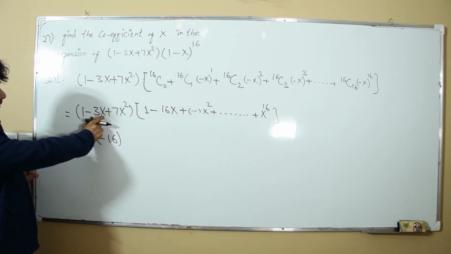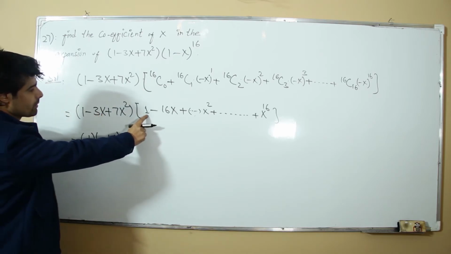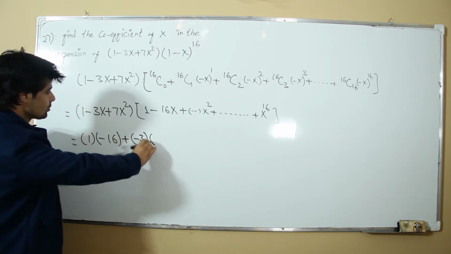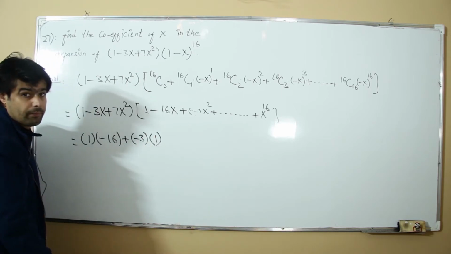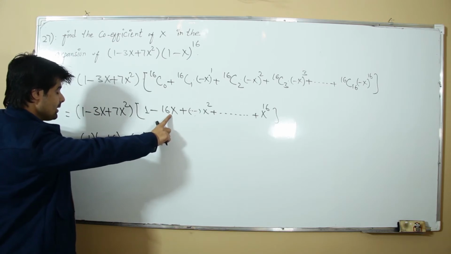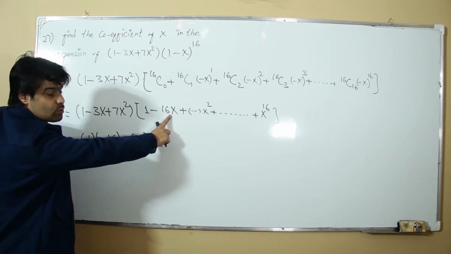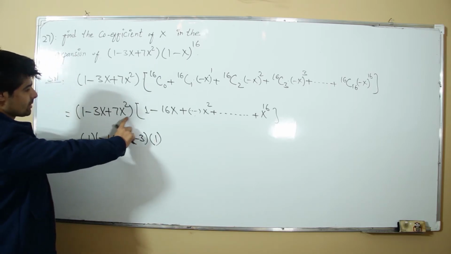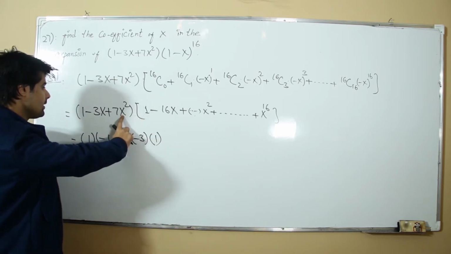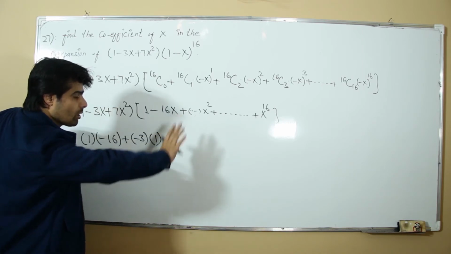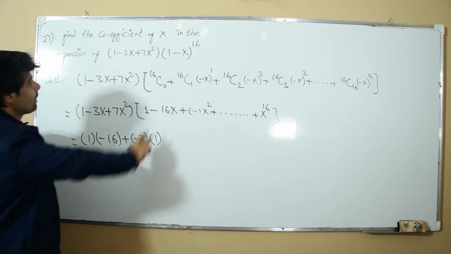Come to the next one, the second term. If you multiply this minus 3x with this one, you will have the result x to the power 1. So plus minus 3 should be multiplied with the 1. And if you multiply minus 3x with this minus 16x, the result is x squared, which we do not need. Now come to 7x squared. If I multiply 7x squared with this one, the result is x squared. If I multiply x squared with this one, we will have the result x to the power 3 that we do not need. Just we have to find x to the power 1.